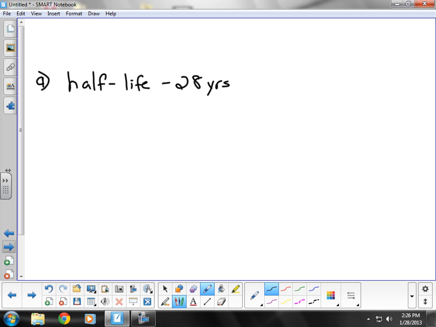Now we want the exponential decay model for strontium-90. So anybody got any ideas? We're going to come up with the equation. Which equation are we going to use? All right.